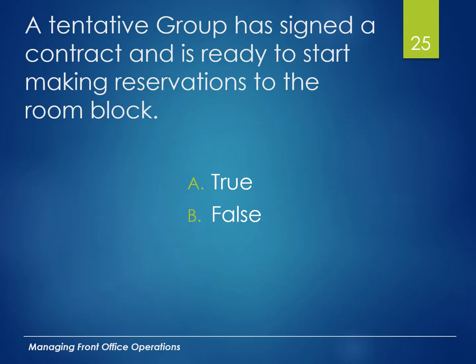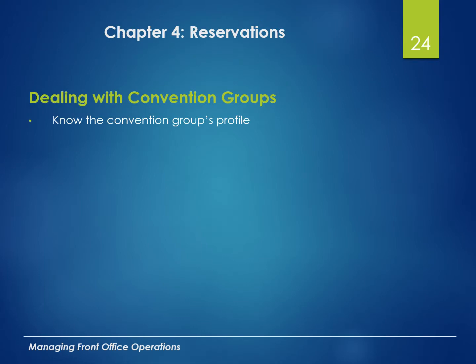So a tentative group has signed a contract, is ready to start making reservations to the room block. True or false? All right, that is false. It would be a definite group that has signed a contract. So let's talk about dealing with our convention groups.